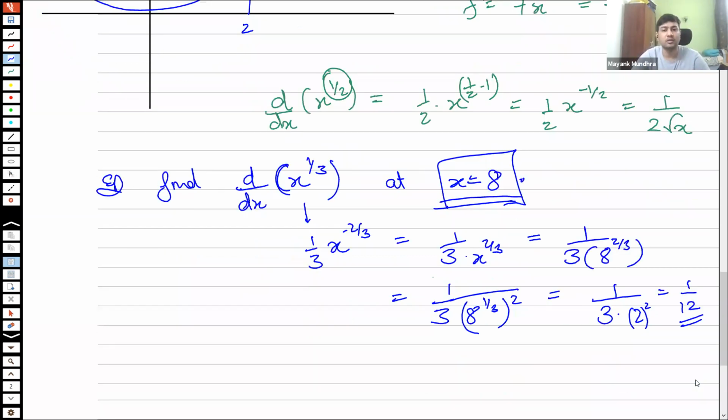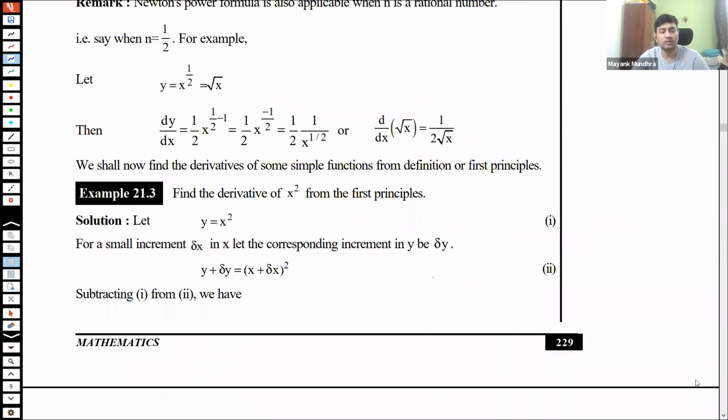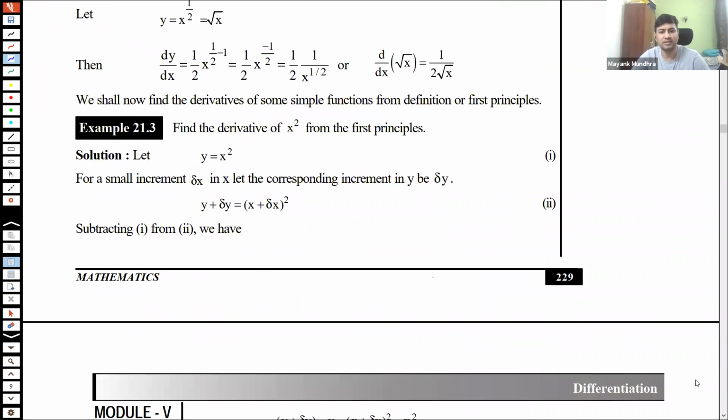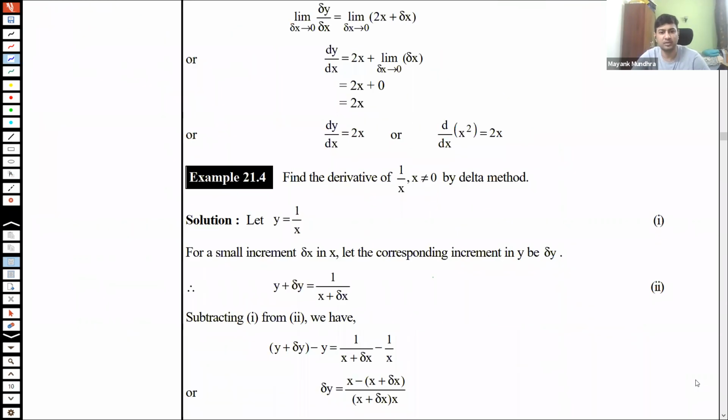So similarly, you can look at the problems here. You can skip these things. These things are not important.